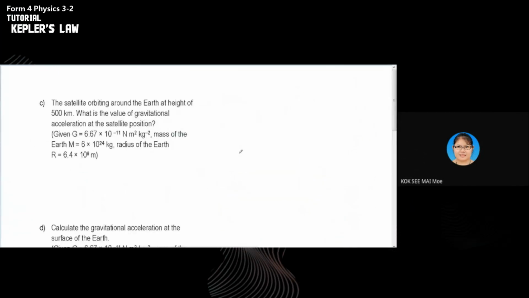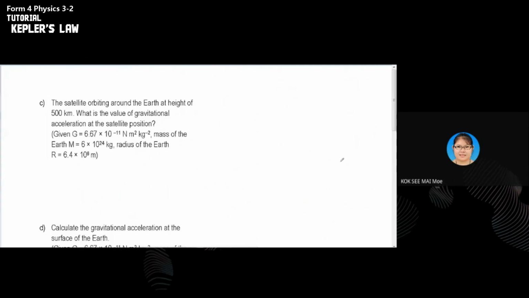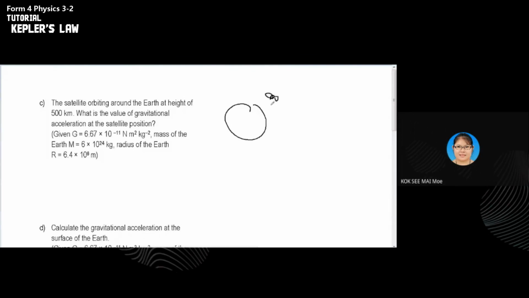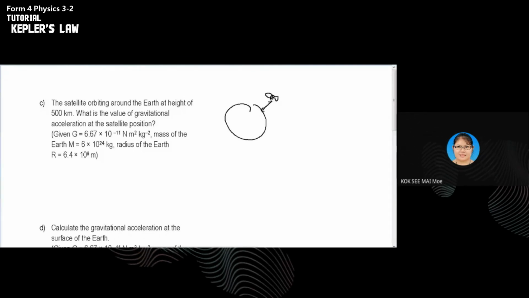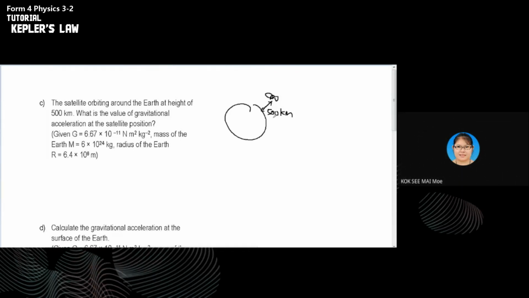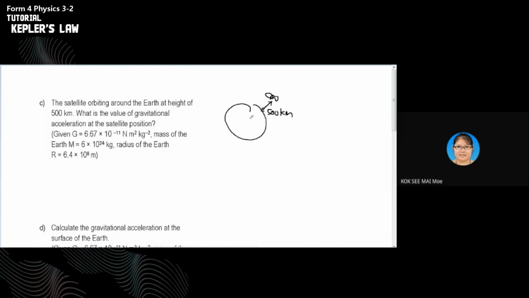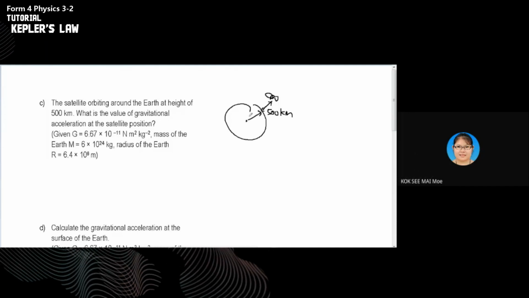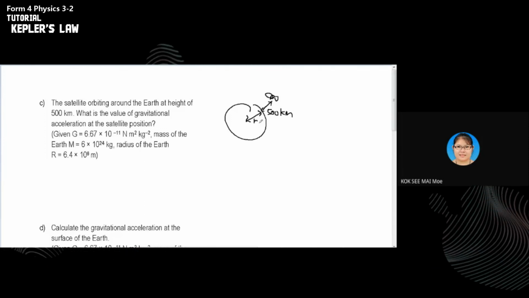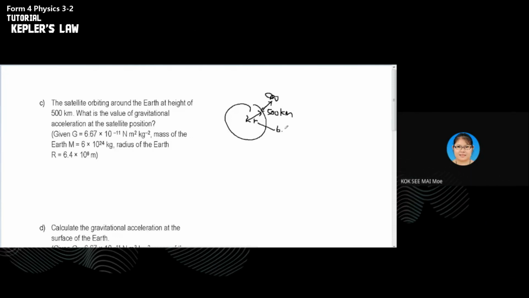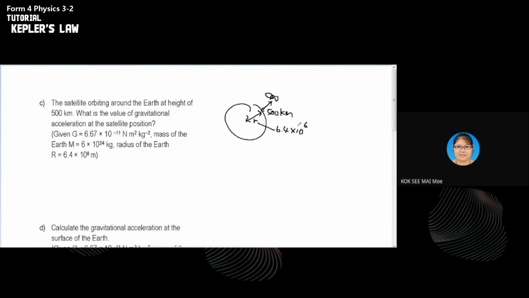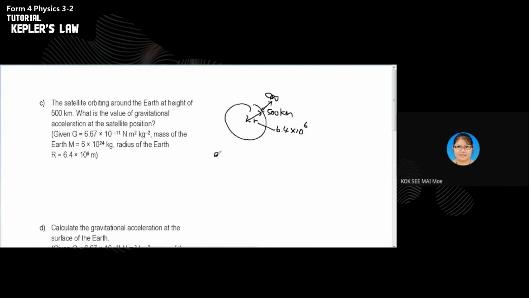Okay, C. Now the satellite orbiting around the Earth. Okay, we draw. The height of this one is 500 kilometer. What is the value of the gravitational acceleration at the satellite? The radius is here. The question gives you already, the radius of the Earth is 6.4 times 10 to the power of 6. The question wants to find g prime.